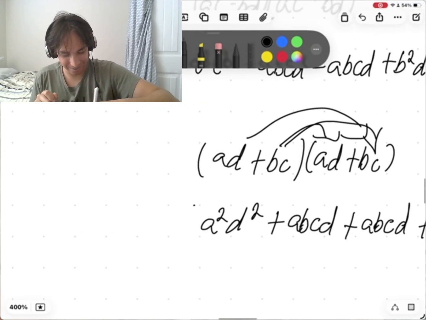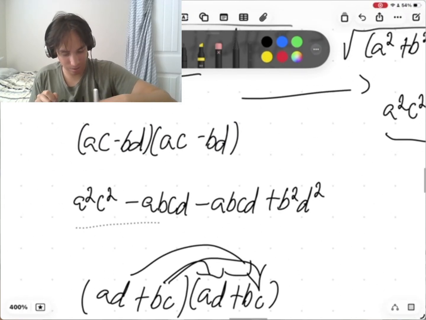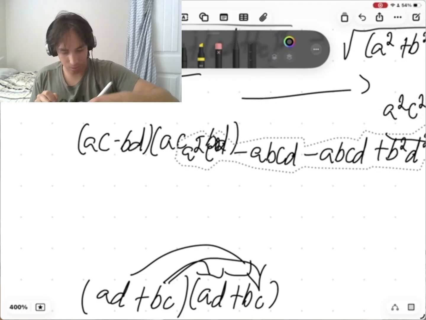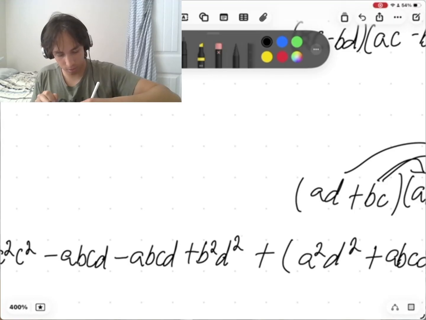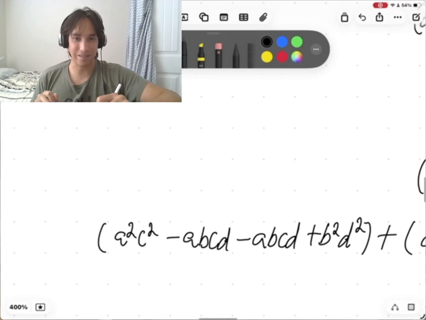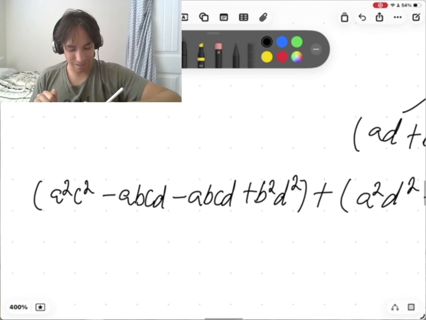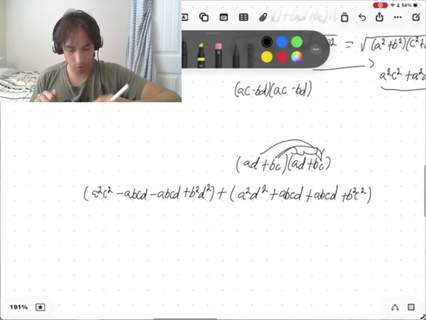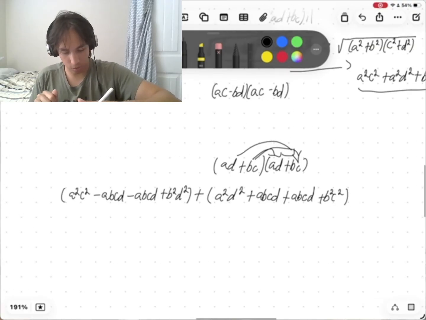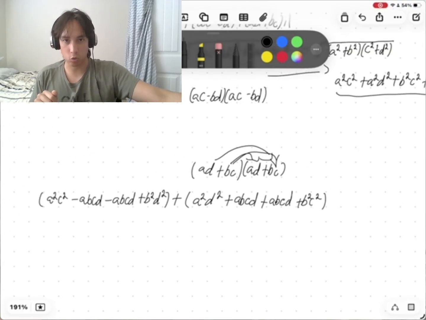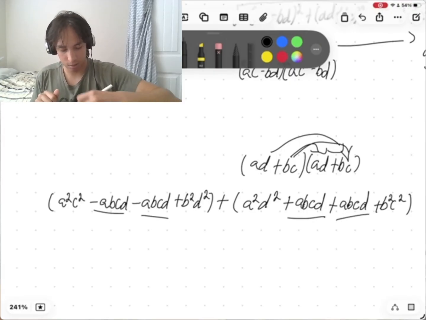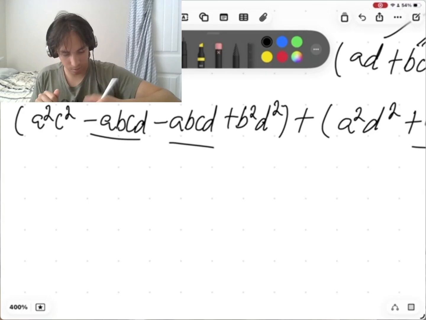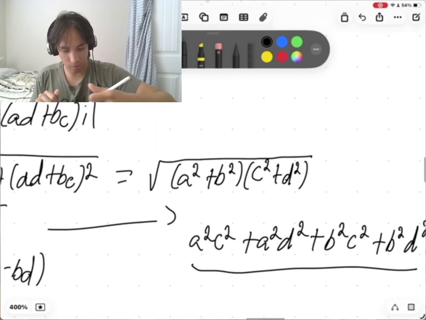Hold on. Plus, and then we get this thing all the way over here. Right? Oh, it's going to be nice. So we got the four squared terms, like A squared C squared, B squared D squared, A squared D squared, B squared C squared, and we got these other four terms, where this cancels that, this cancels that. What we get is these other four terms.